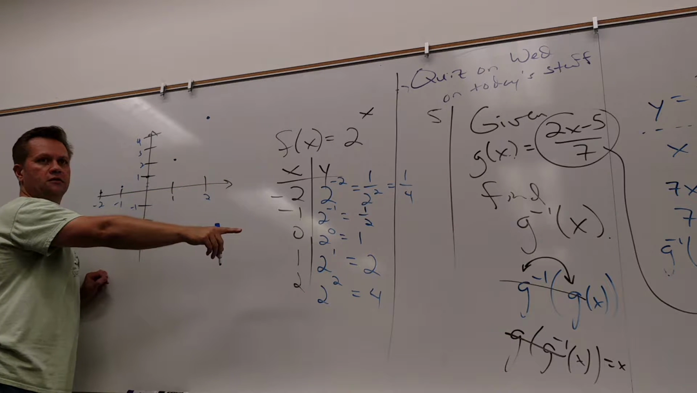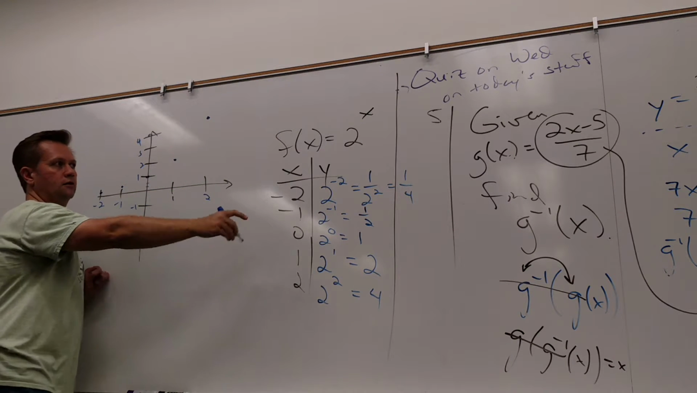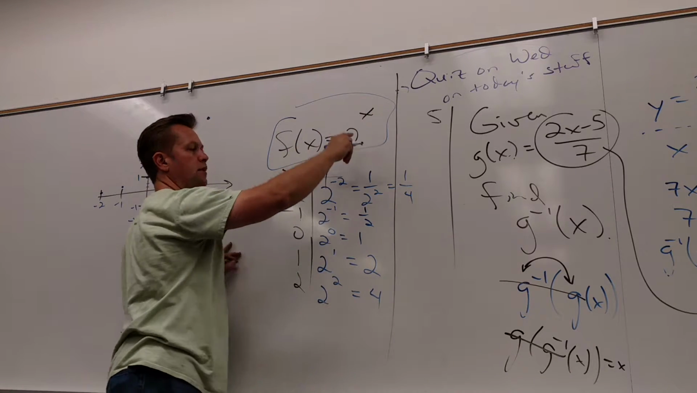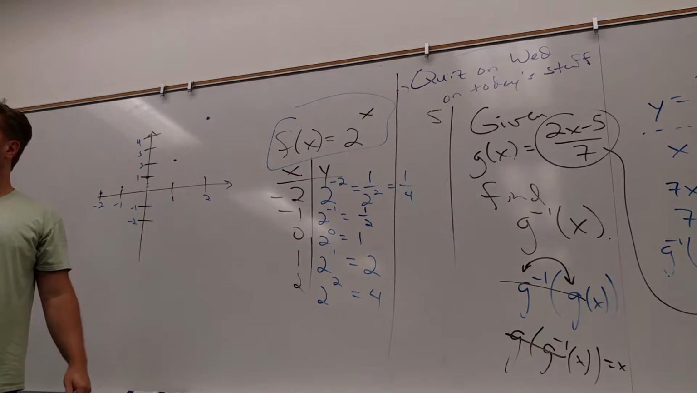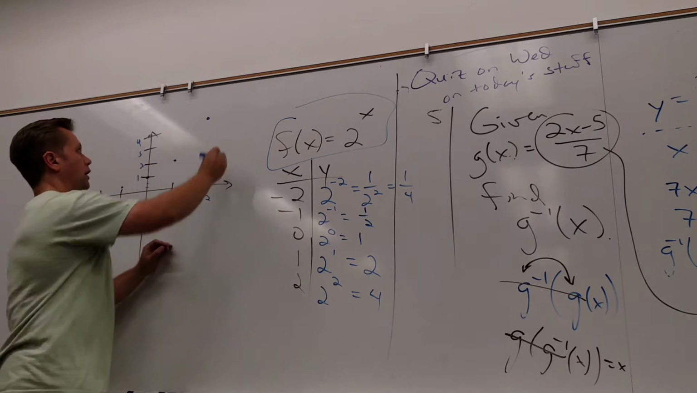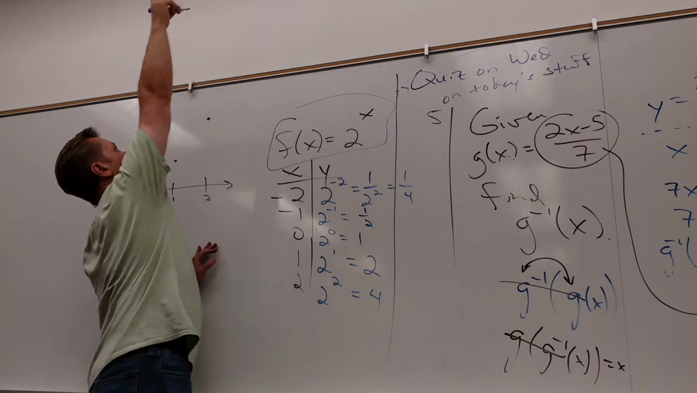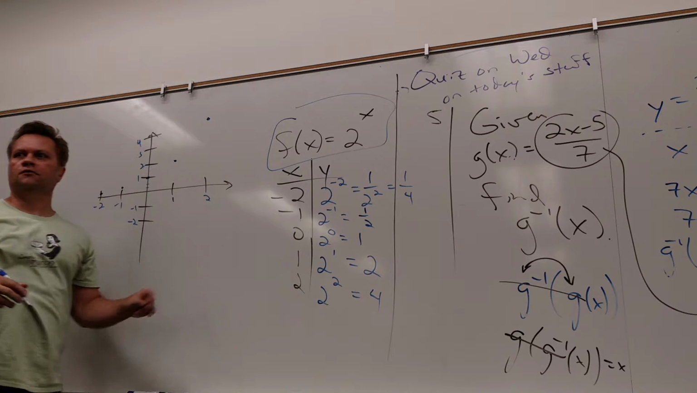2 cubed is 8, because remember, this function says the base is 2. So when I plug a 3 in, it'll be 2 cubed, 8. Right? So 3 would go to 8. 4 would go to 16. So that's what it means.